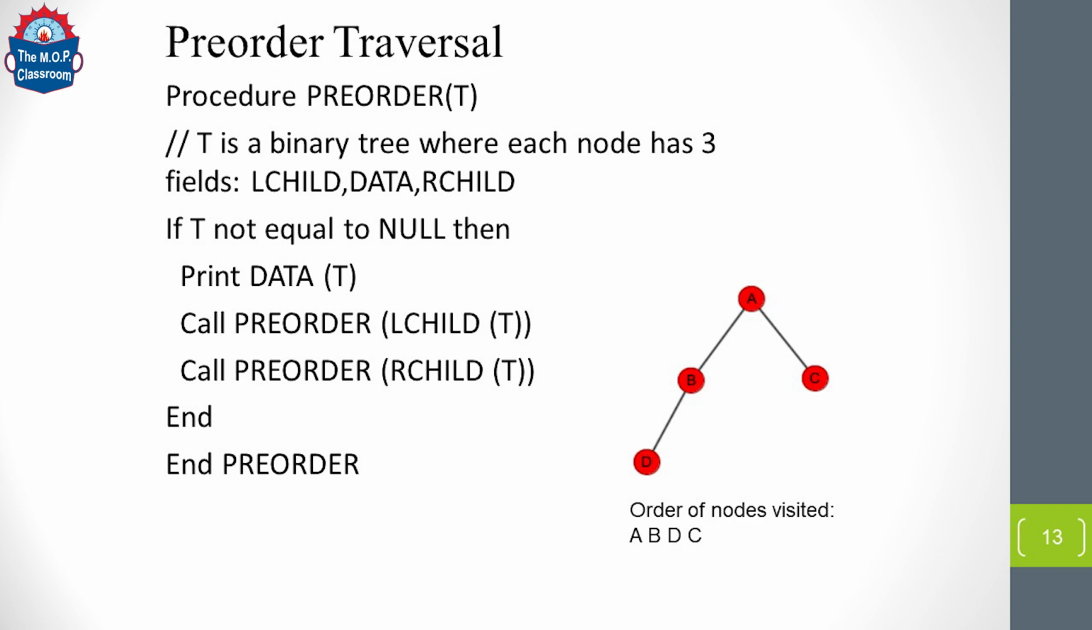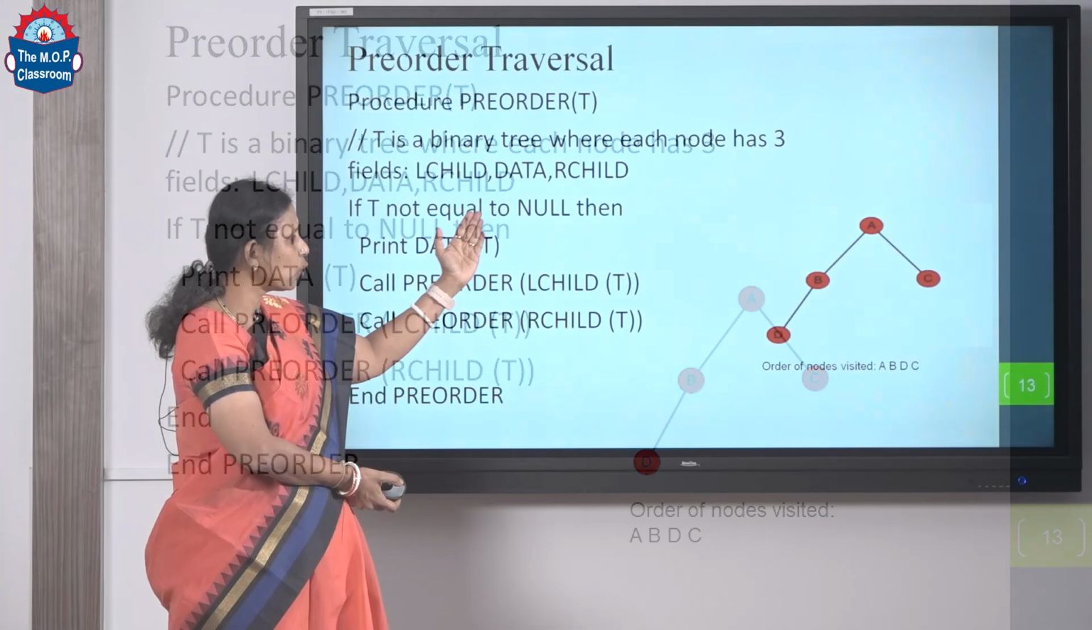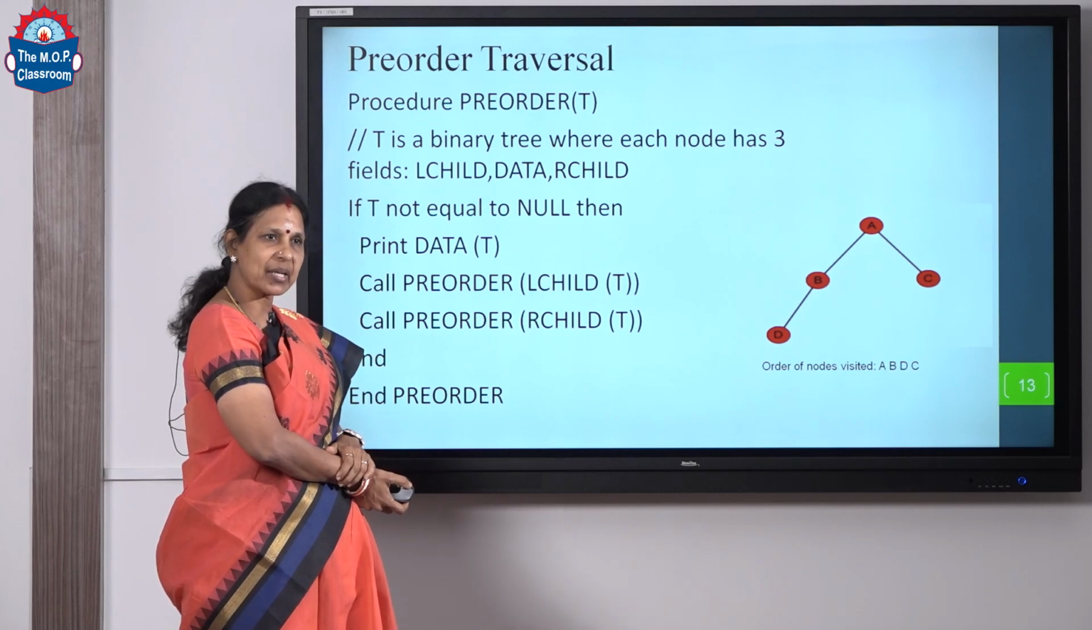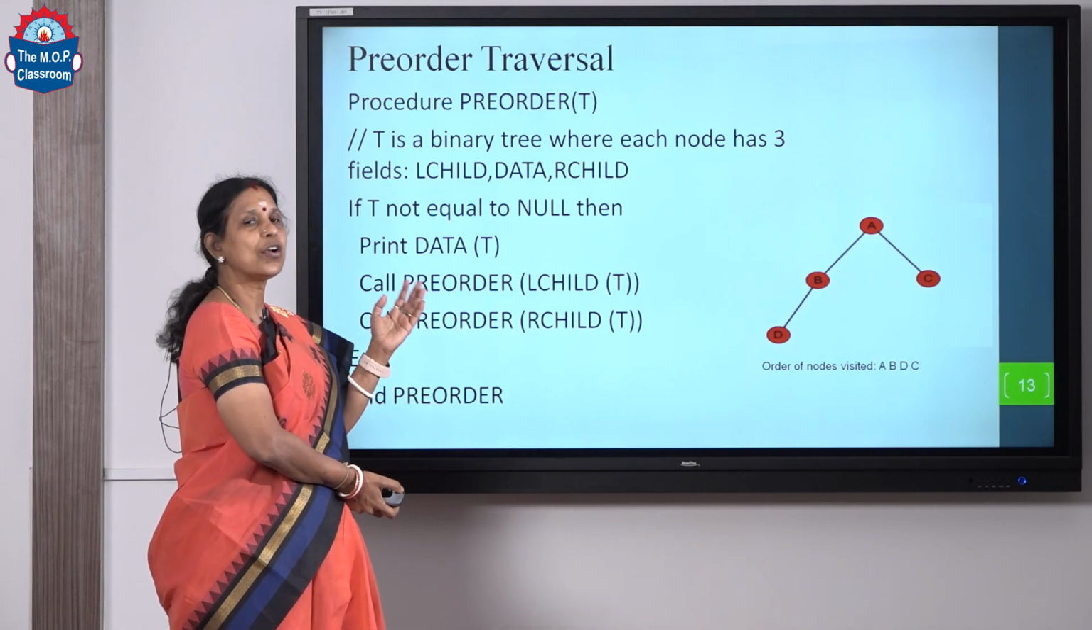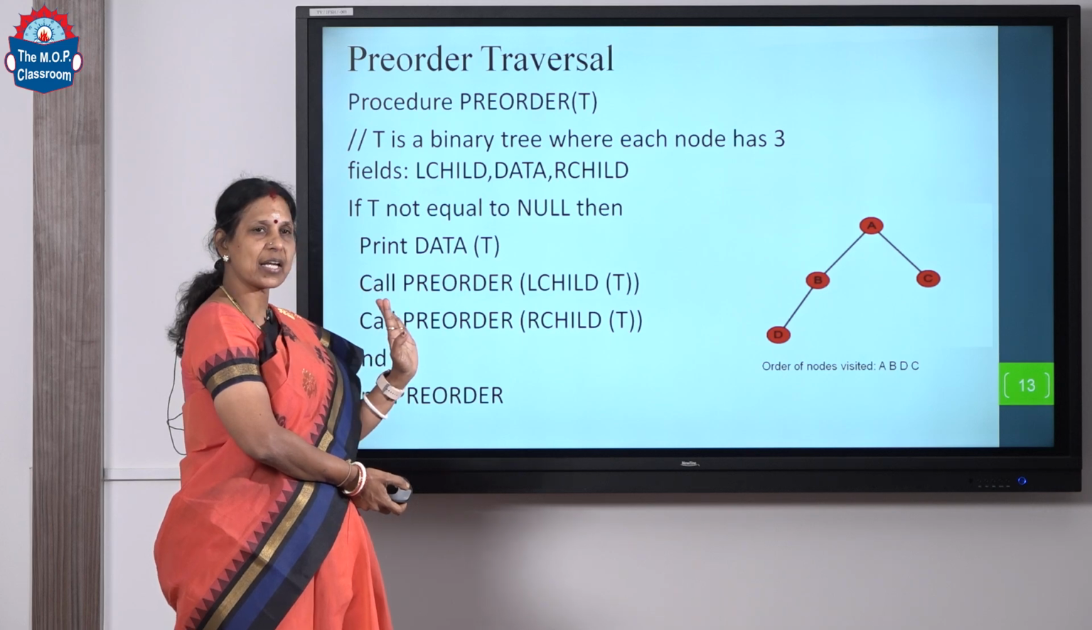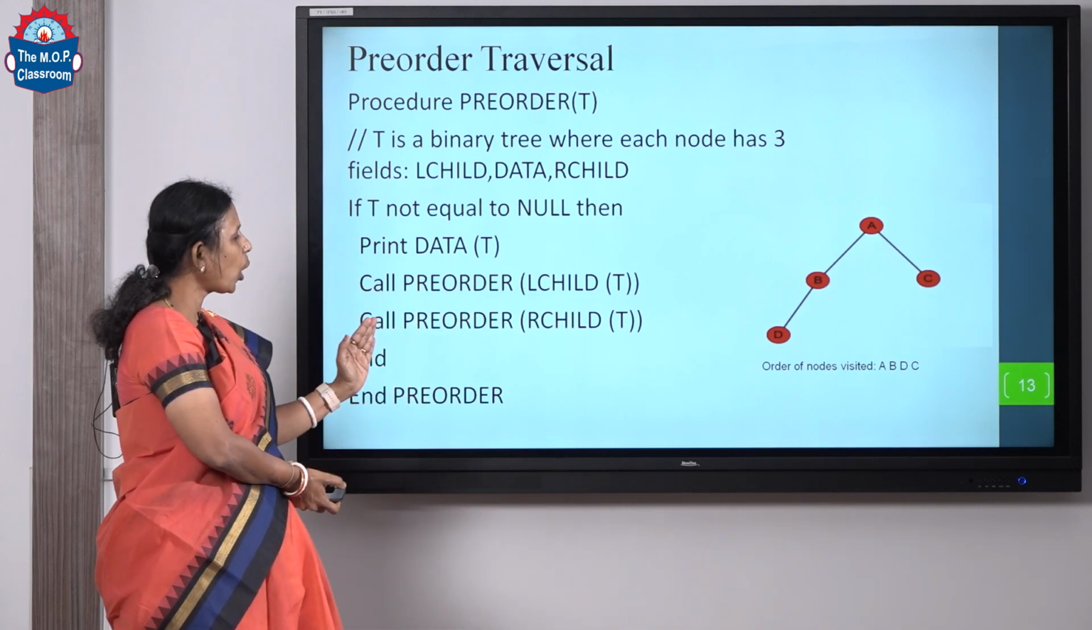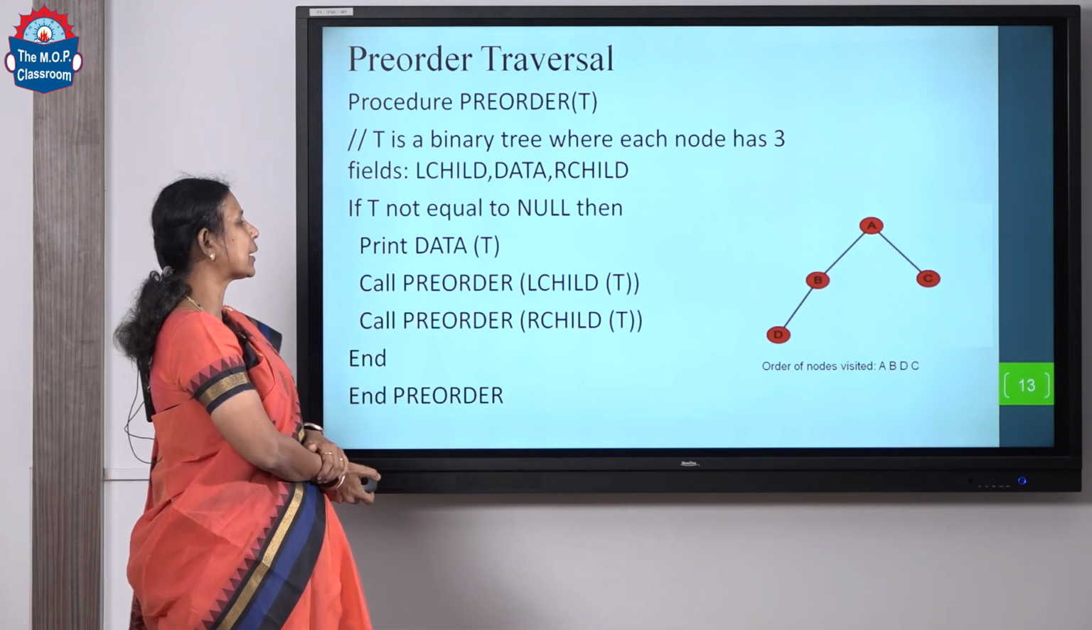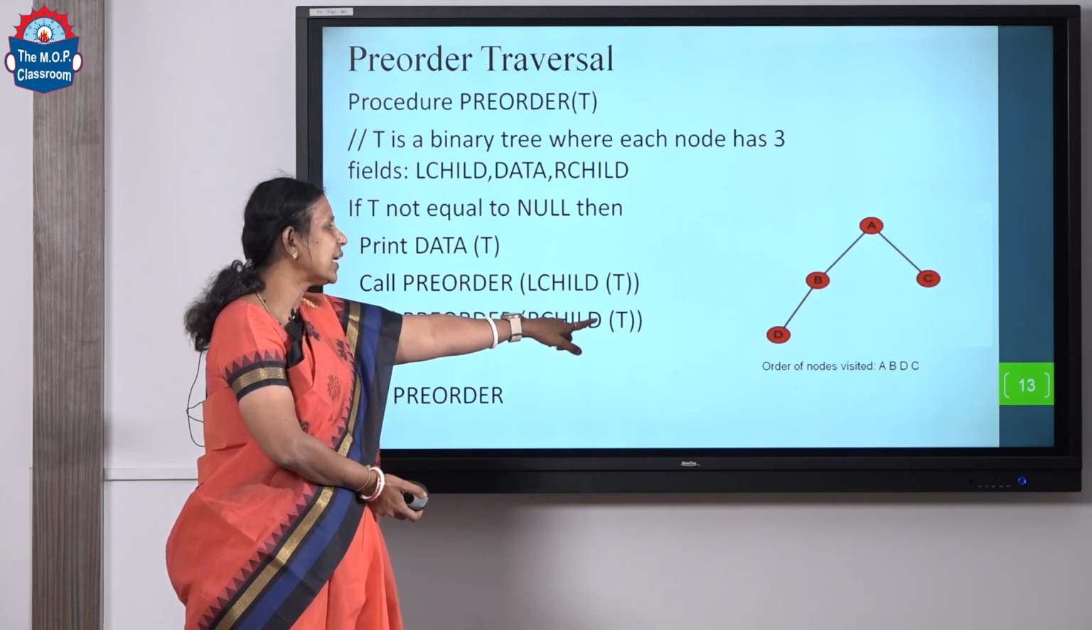So, now the left of A is visited. It will go to the right of A, which is nothing but C. C doesn't have a left child nor a right child, so the data C is visited. So, the order in which the nodes will be visited is A, B, D and C.